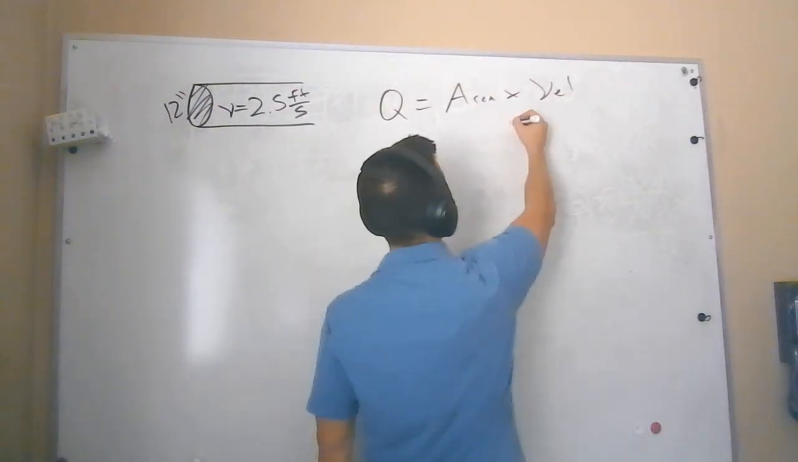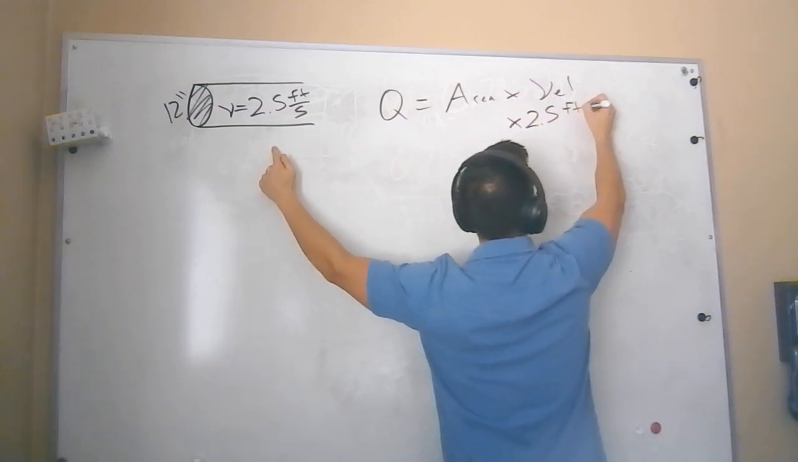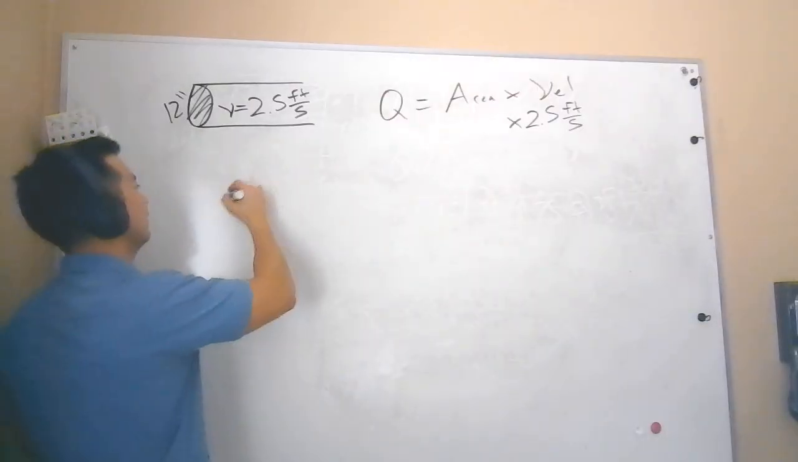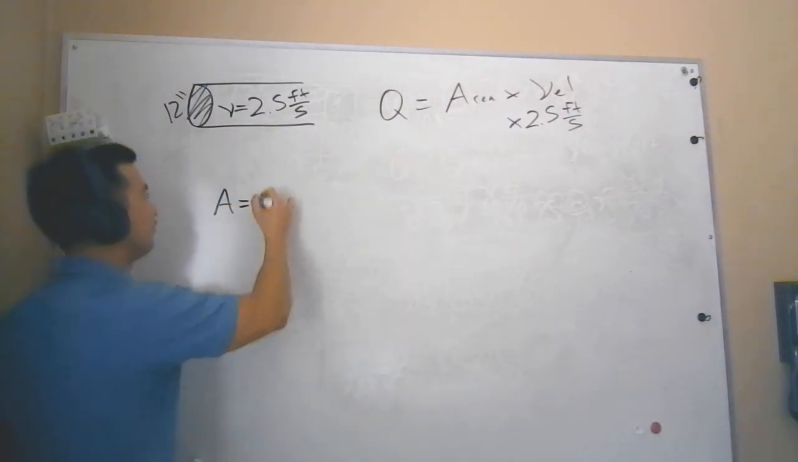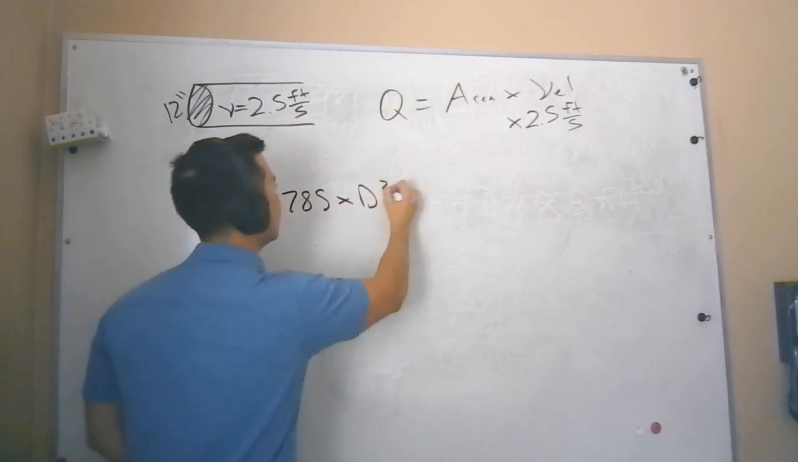Now we're directly given velocity, so I'm going to fill that one in. We've got that at 2.5 feet per second. What I'm not directly given is that area component. So let's figure it out. So the area of a circle, again, we're going to use the water math formula, 0.785 times my diameter squared.